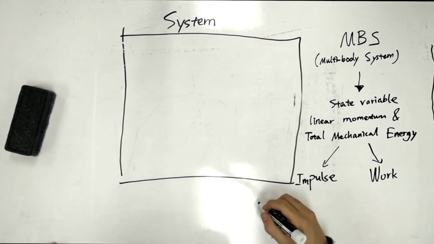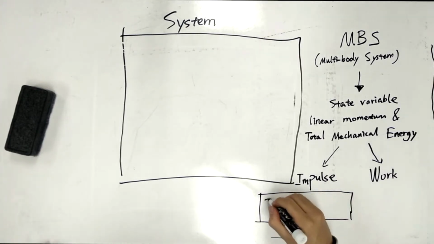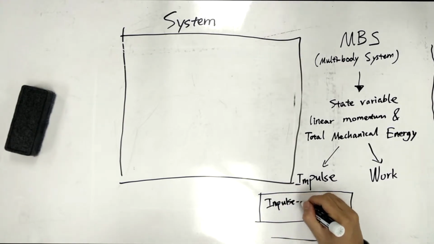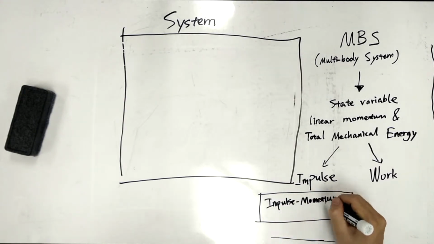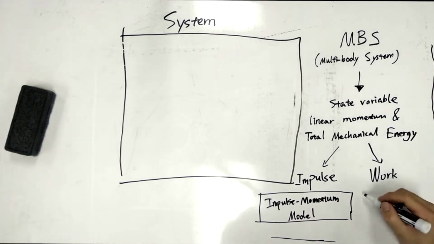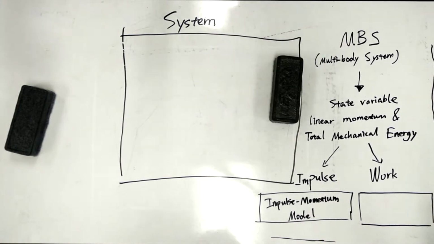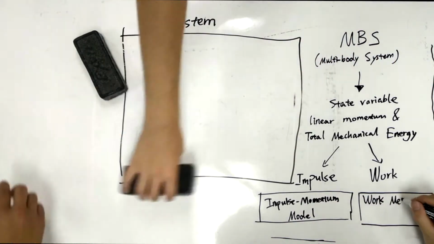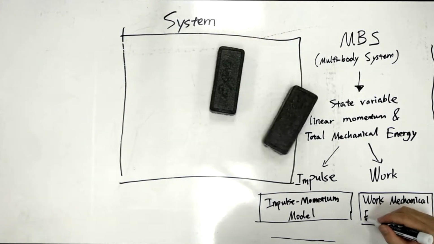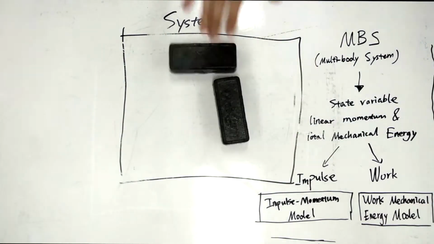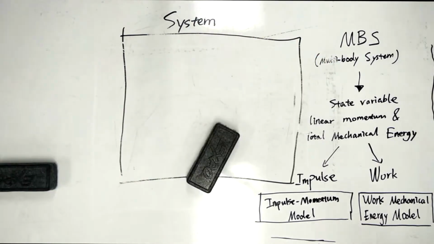We also have models to represent this. For impulse, we have the impulse momentum model, and for work, we have the work mechanical energy model. And as you can see, this is essentially 2 objects translating energy between each other.